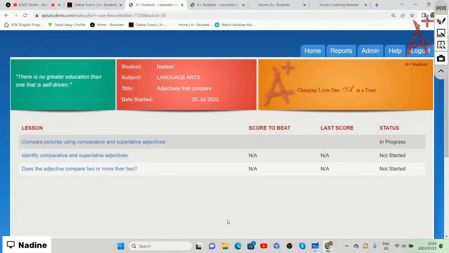Within the chapter of adjectives that compare, the lessons that we will be focusing on today are: compare pictures using comparative as well as superlative adjectives, identify comparative and superlative adjectives, and does the adjective compare to or more than to. So we basically need to know what comparative is and what superlative is. Let's go to our first lesson, which is compare pictures using comparative and superlative adjectives.